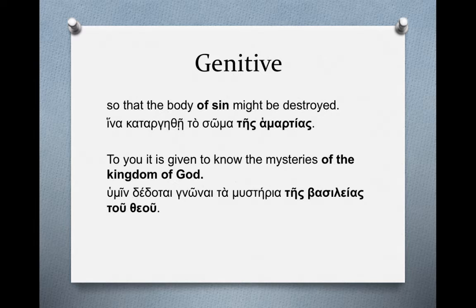To you it is given to know the mysteries of the kingdom of God. Okay, so tes basileas is translated of the kingdom, and then it's followed by tou theou. Again, that's in the genitive singular case, so it's of God, of the kingdom of God.